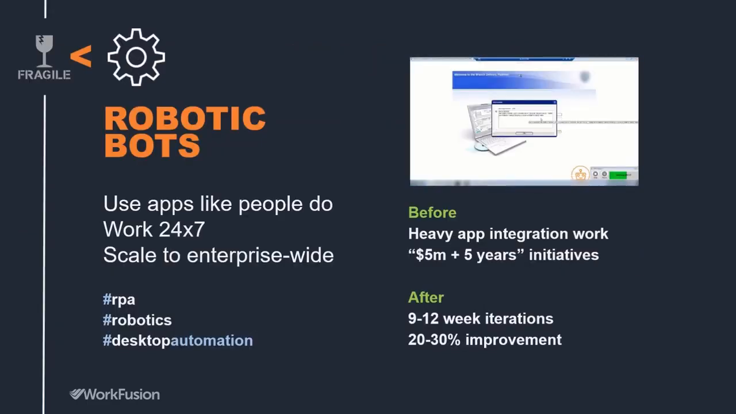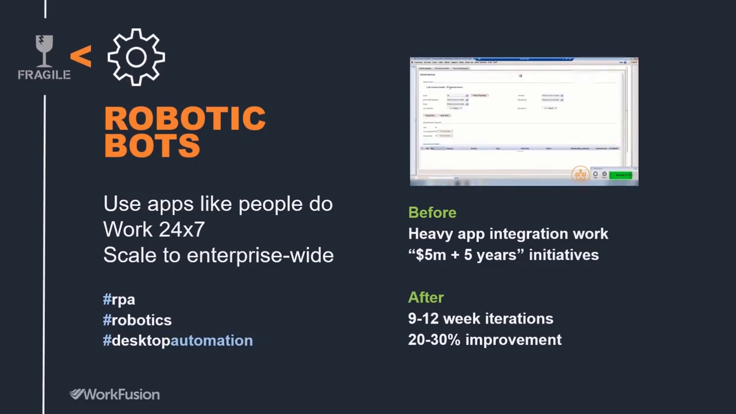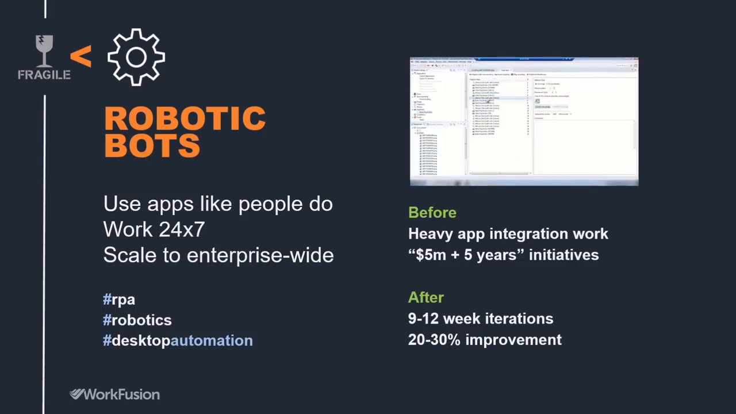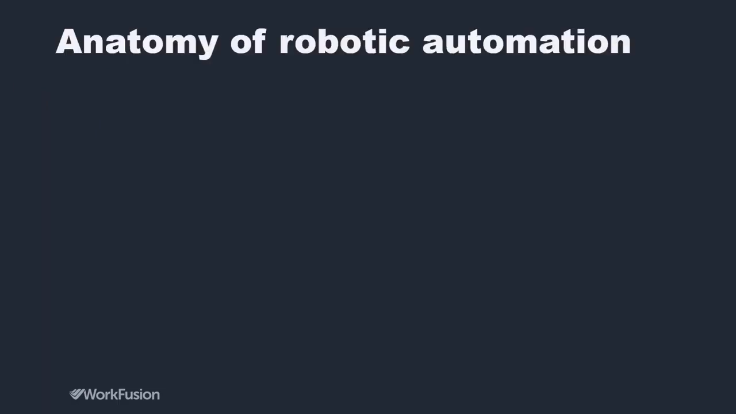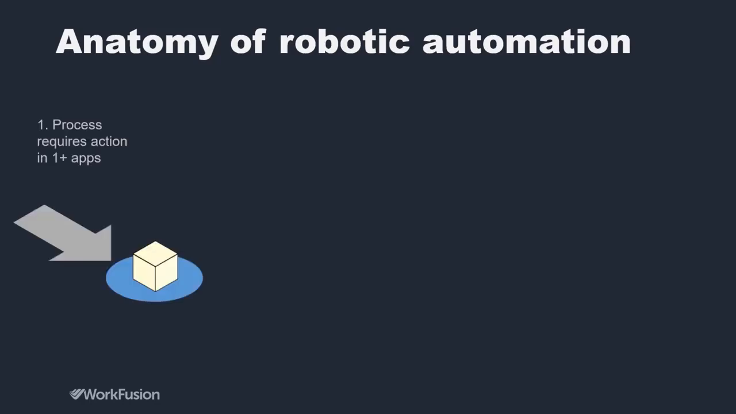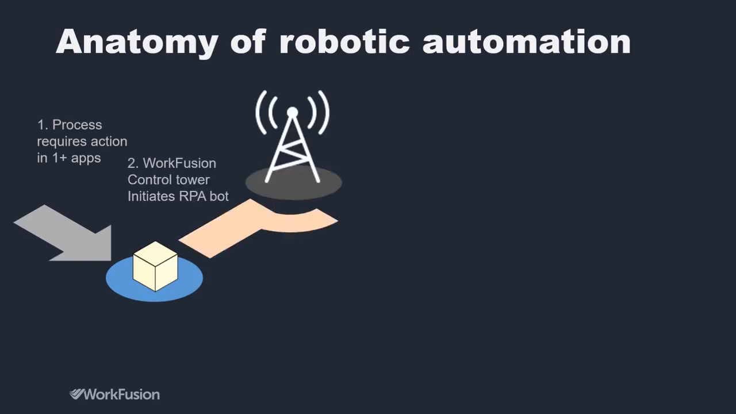When a process requires action to be completed in one or more business applications, automation does this with a software robot known as a bot. What is the anatomy of robotic automation? In WorkFusion, this starts in WorkFusion Control Tower, which is a centralized server-based application that manages all automation across the enterprise. WorkFusion Control Tower takes control of the business process and directs the bot to complete the necessary actions.